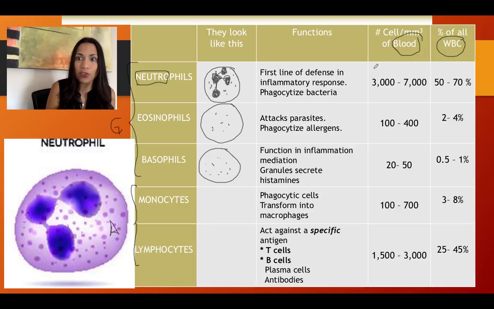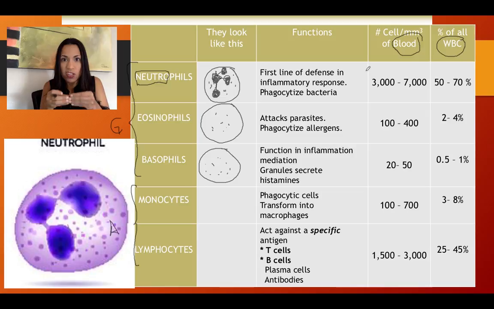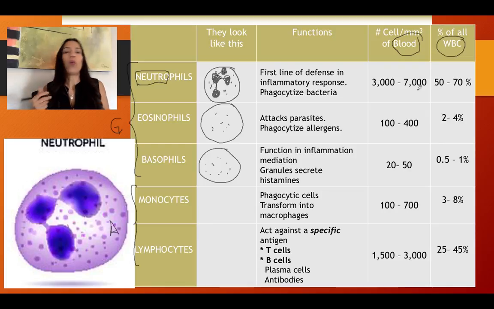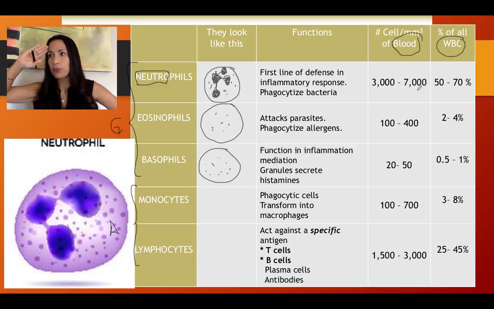Now, when you measure the absolute amount, the number of neutrophils in a cubic millimeter of blood, the normal range goes from 3 to 7,000 cells. Okay, so what do these cells do? They're the fastest cells. They're the first to get there when we have an infection or potential infection or inflammation.